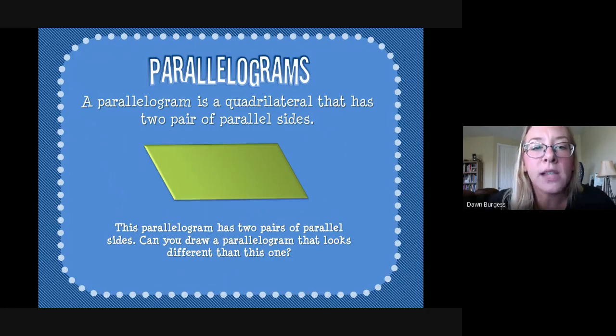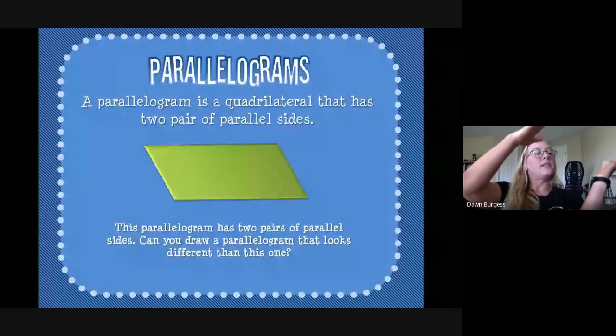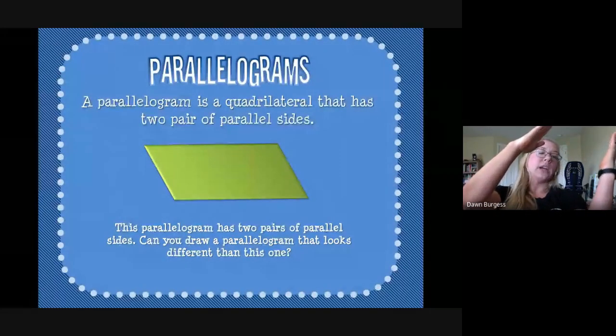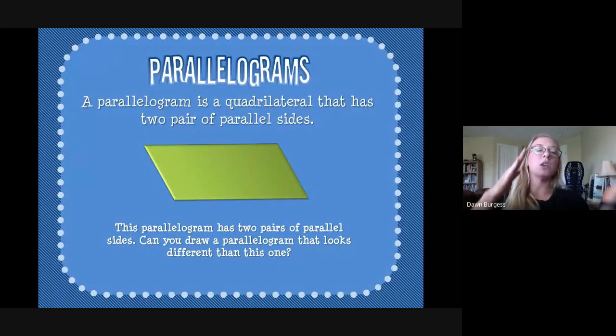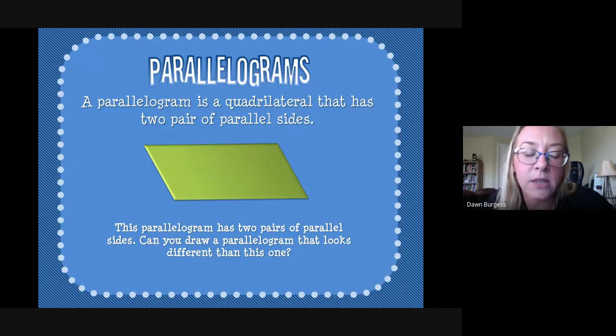That is a quadrilateral that has two pairs of parallel sides, hence the name, right? We see the word parallel right in there. Parallelograms have parallel sides here, top and bottom, and then the tilted sides are also parallel. Even though they're at an angle, they're still never going to cross. They're still going to continue to be parallel. This parallelogram has two pairs of parallel sides.